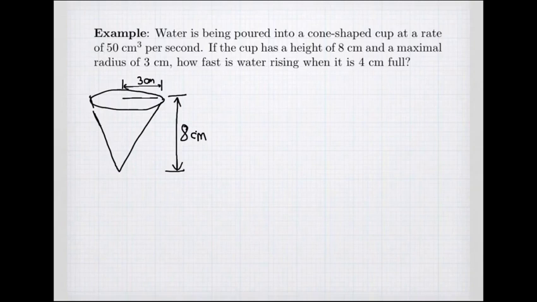And we're interested in how the water that's in it is changing. And in particular, we're interested how fast the water is changing when it is 4 centimeters full. So we have our cone now at this height of 4 centimeters. Okay, well, for a related rates problem, we are interested in identifying our variables. So let's identify our variables first.